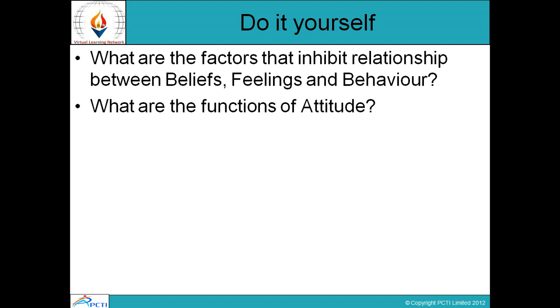So now these are two questions for you. What are the factors that inhibit the relationship between beliefs, feelings, and behavior? And what are the functions of attitude?